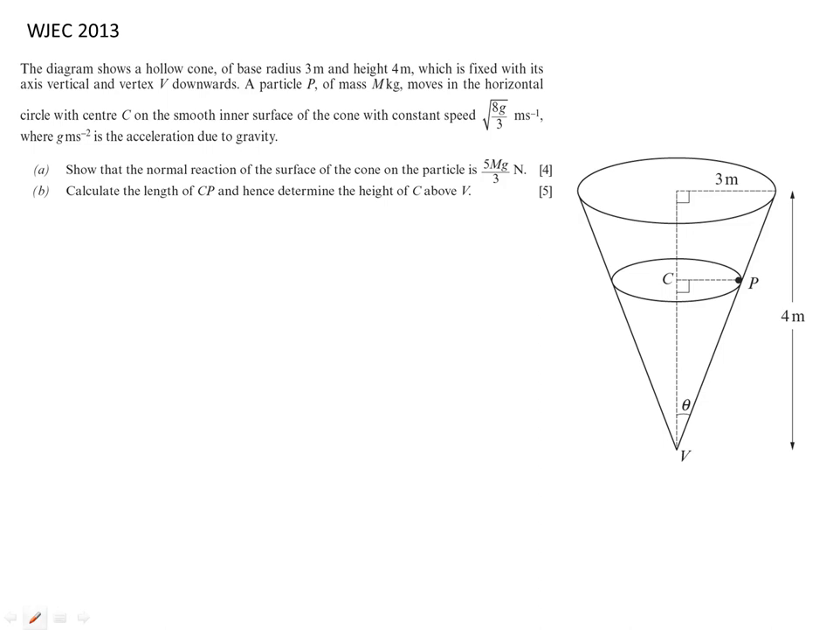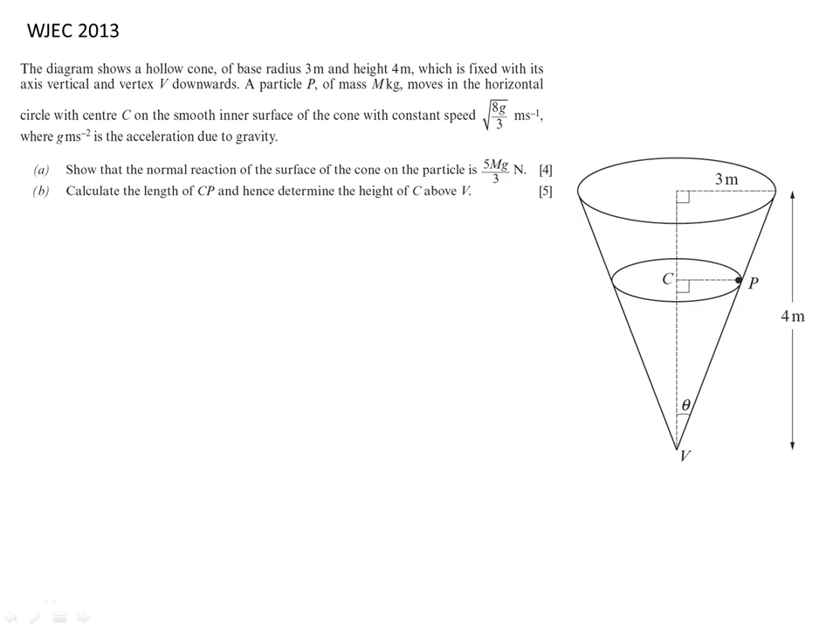And we've got 2 things to do. We've first of all got to show that the normal reaction of the surface on the particle is 5mg over 3 newtons, and we've then also got to calculate the length of CP and hence determine the height of C above V.